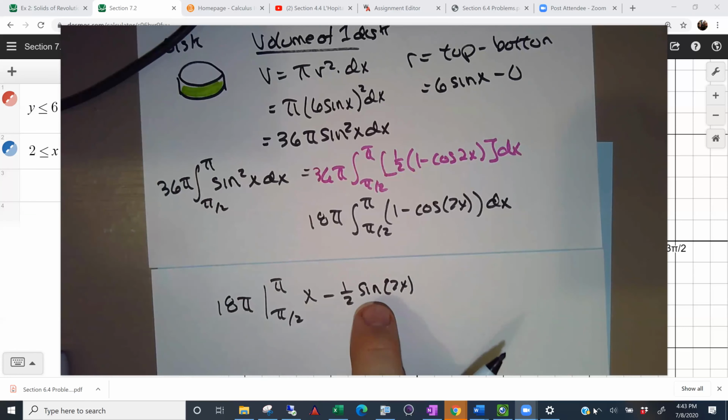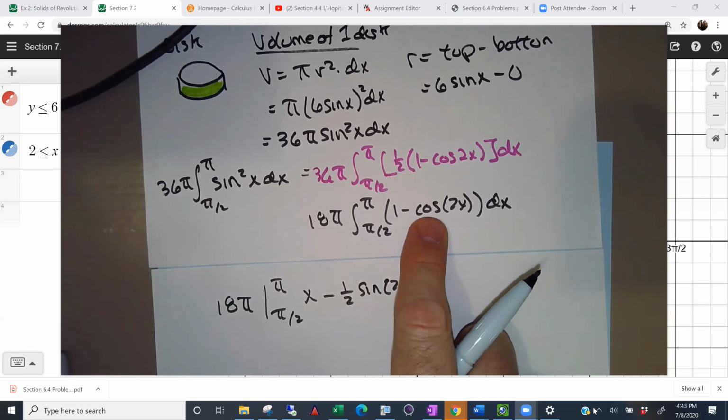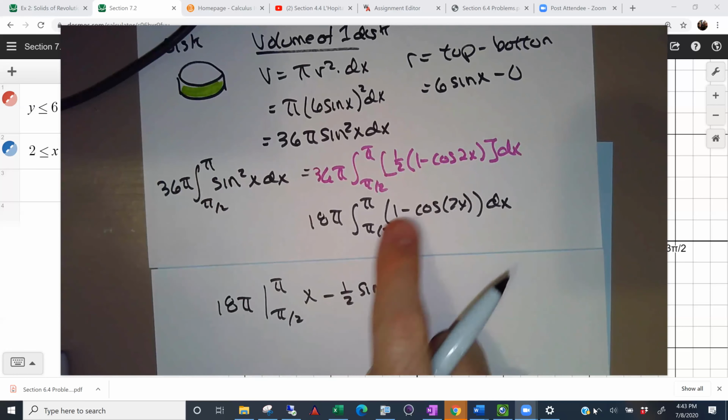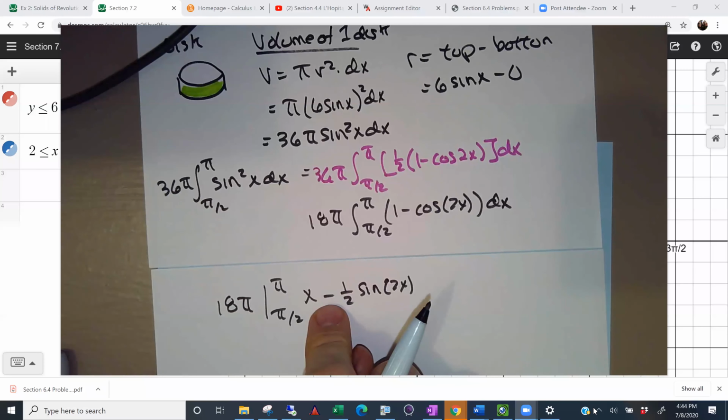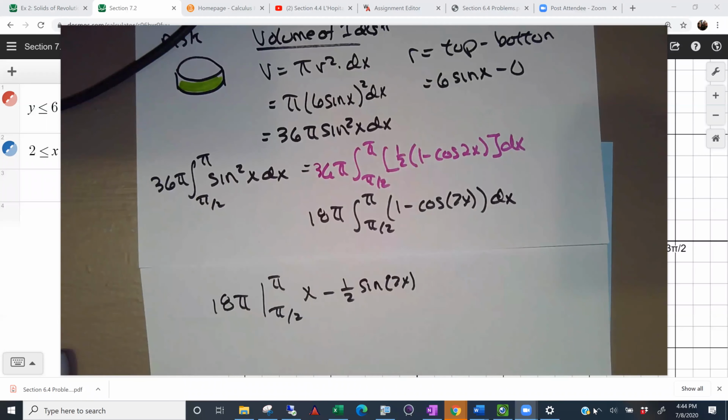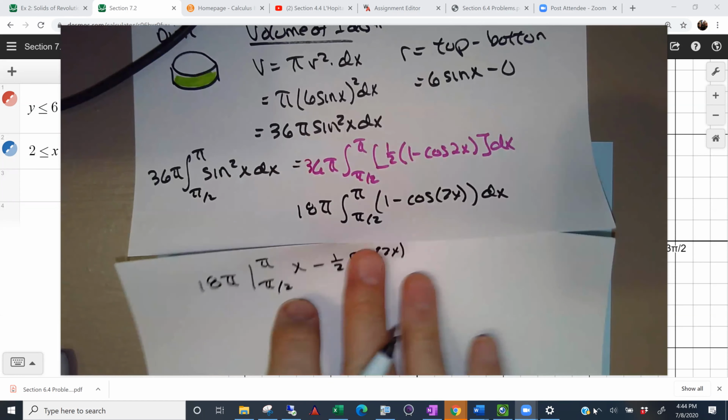Well, when I differentiate sine, what do I get? The derivative of sine is a cosine. So the negative term is appropriate out here. In other words, it's not going to change. I don't have to put a plus here. Okay, let's keep going.